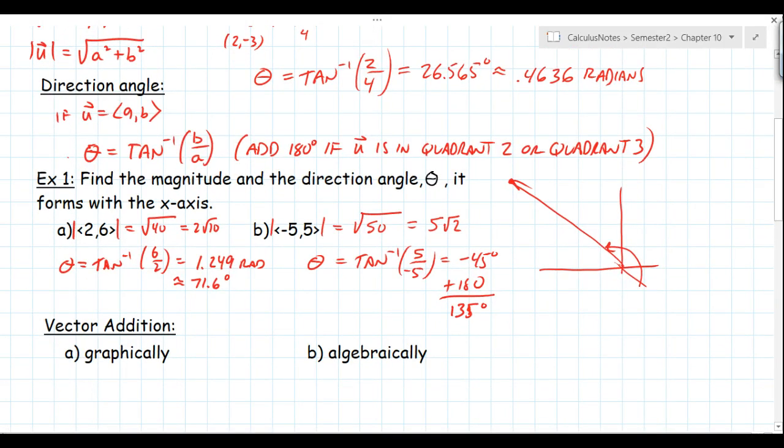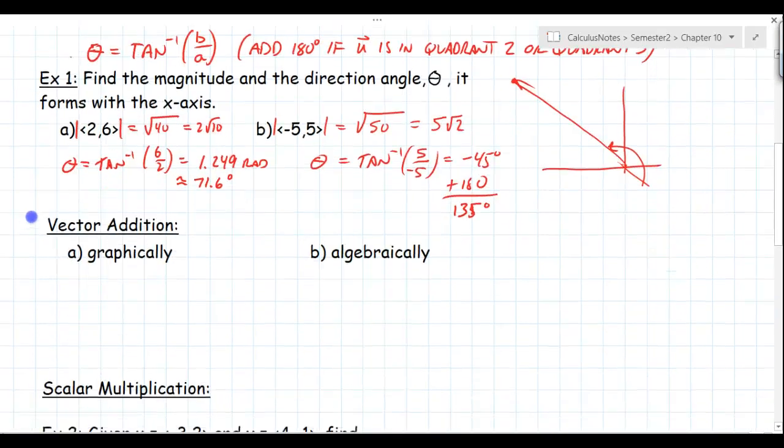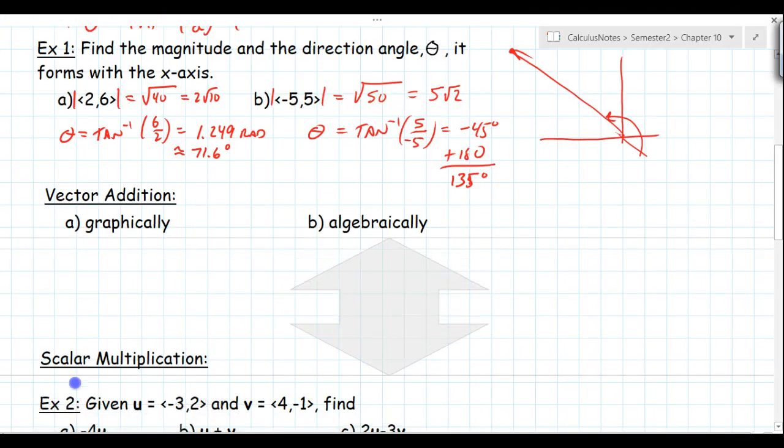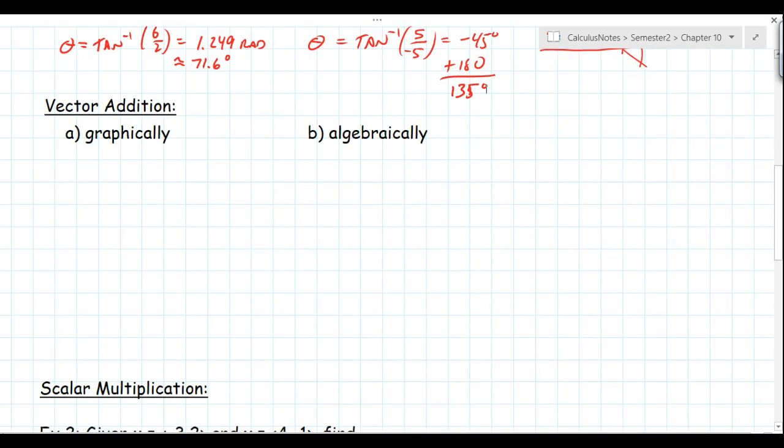Any questions? Okay. Vector addition, we can do graphically and algebraically. Let's say I have a vector u that goes 2 units in the x direction, 1 unit in the y direction. So that's vector u. And then I have another vector v that goes negative 2 units in the x direction, 3 units in the y direction.